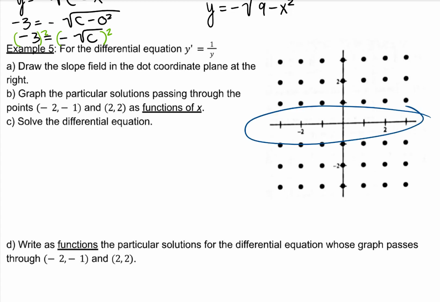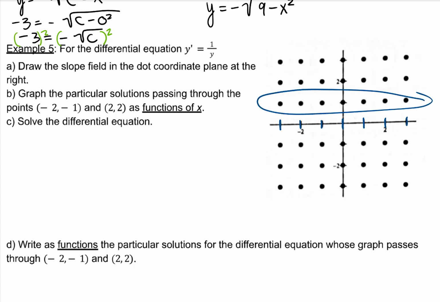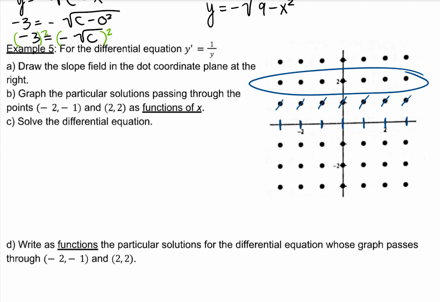So on the x-axis, we'll have 1 divided by 0, which is undefined slopes, which is vertical lines. When y is positive 1, all our slopes will be 1. When y is positive 2, all our slopes will be 1/2. When y is positive 3, it will be 1/3, and then you'll have some symmetry below the x-axis with negative slopes. Fill it in.